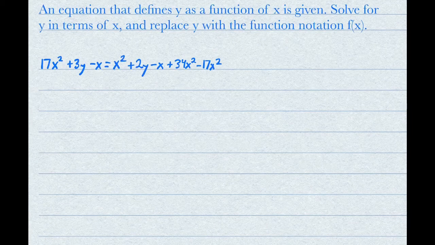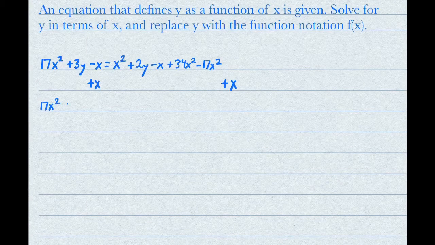First, let's go ahead and move the 17x squared and the negative x to the right side of the equation. So first, let's go ahead and add x to both sides. That's because right now it's being subtracted from the left. So to get rid of it from the left side, you have to add it to the left side. And what you do on one side of the equation, you have to do on the other side. So since you're adding it to the left side, you have to add it to the right side as well.